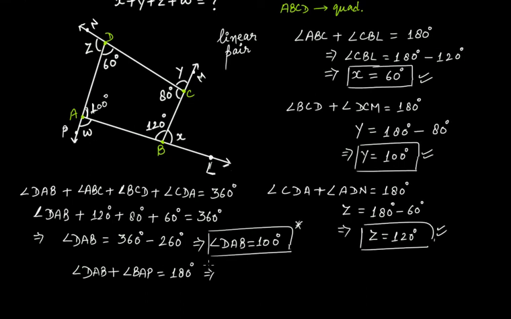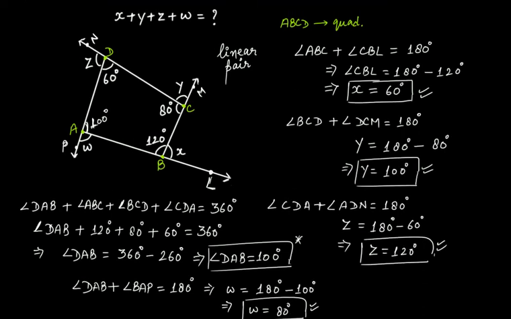Then angle BAP is what? It is w, which is equal to 180 degrees minus angle DAB. We have just found that to be 100 degrees. That gives you w is equal to 80 degrees. Right? Now can you tell what's x plus y plus z plus w? x is 60 plus 100 is 160, plus 120 is 280, plus w, which is 80, gives 360. So the sum comes as 360 degrees.